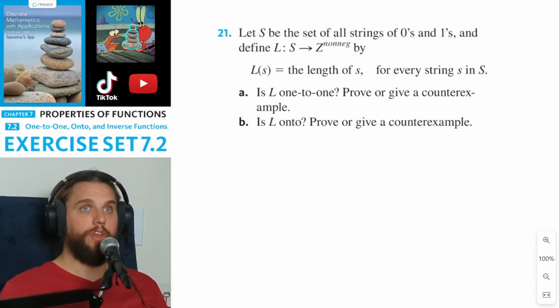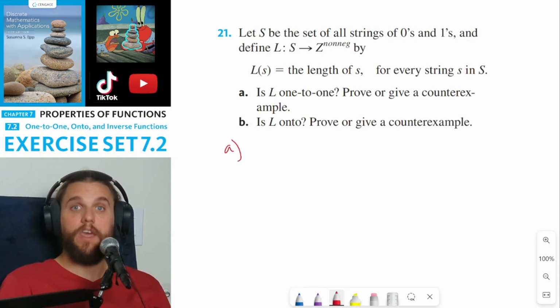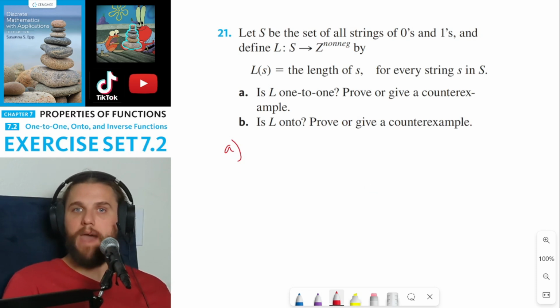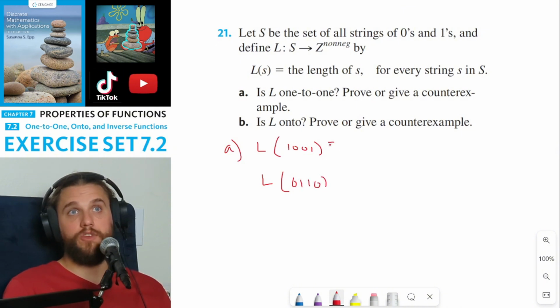Is L one-to-one? Now, one-to-one means that all of the outputs are unique. There's no way that you can get the same output with different inputs. So is there a way to get the same length string using different strings? Well, imagine L of 1001 and L of 0110. These are two different inputs.